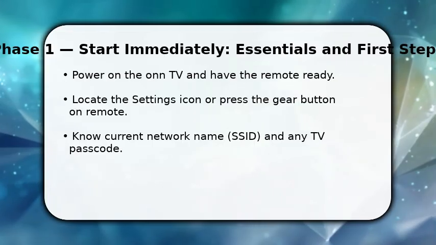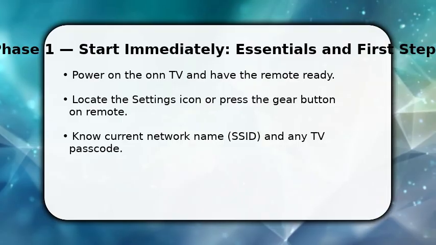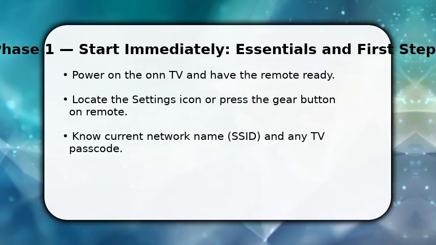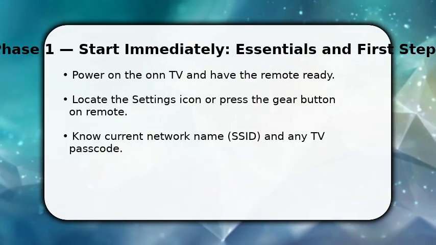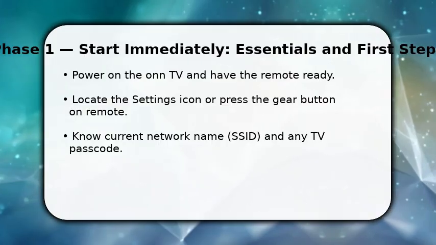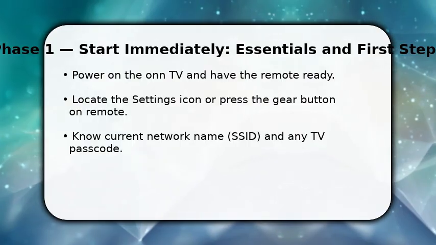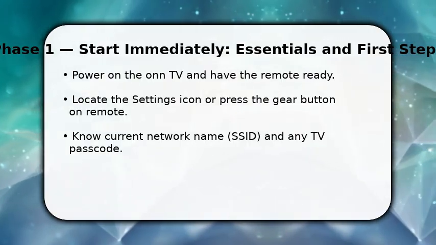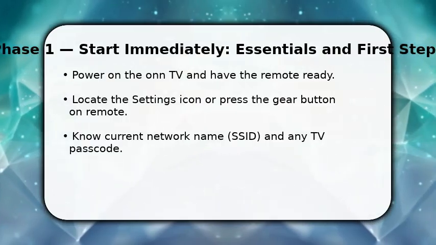You start now, power on the ONN TV and grab the remote. Navigate directly to settings using the gear button or the home menu. Don't browse apps first. Once in settings, open network or connections so you can see the active SSID. Make sure you note the network name and any TV access code shown. This helps if you reconnect later. You're doing this to stop automatic streaming and updates, so stay in the network screen for the next step.